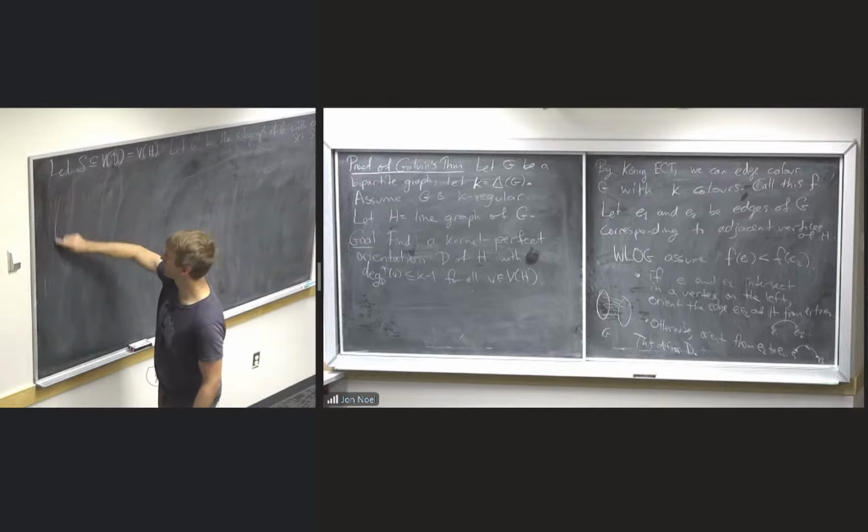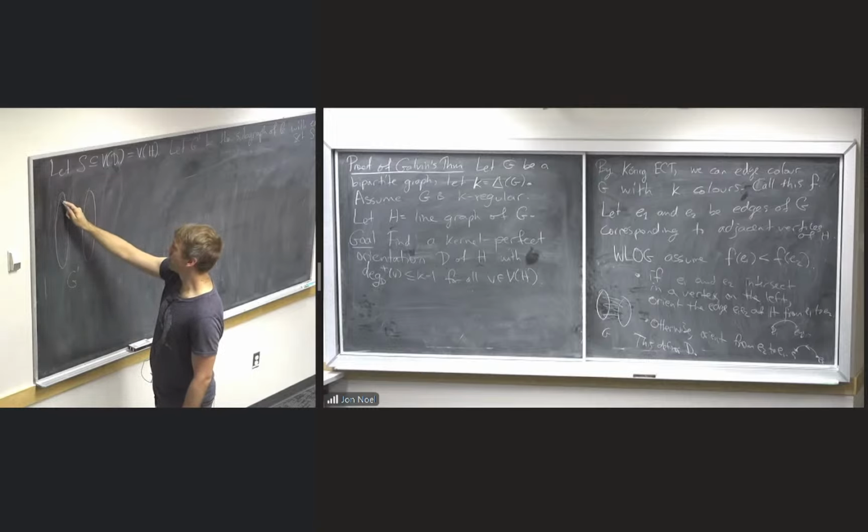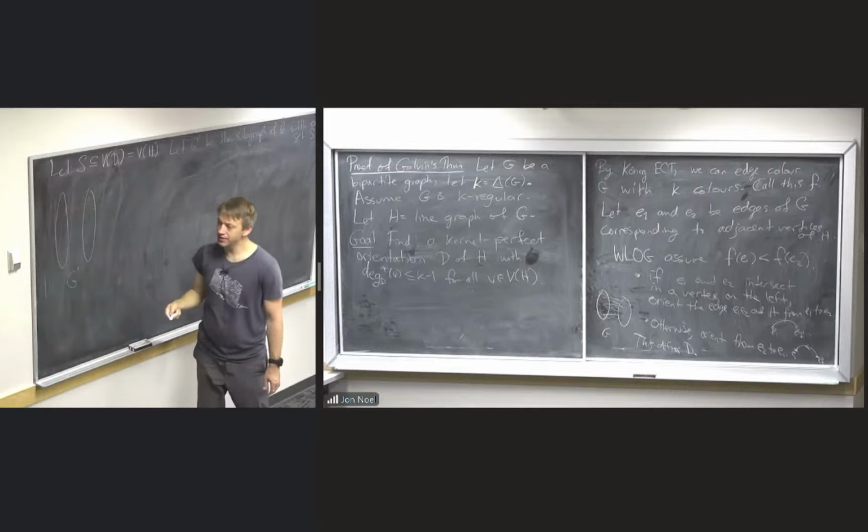Okay, because vertices of H are edges of G, so I've basically taken a subset of the edges of G, right? Okay. So, right, we've got G prime, it has some edges. Here's what I'm going to do.